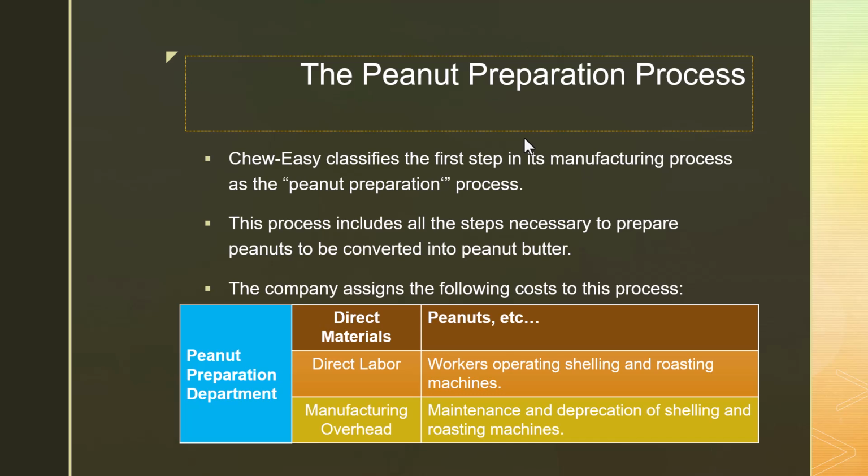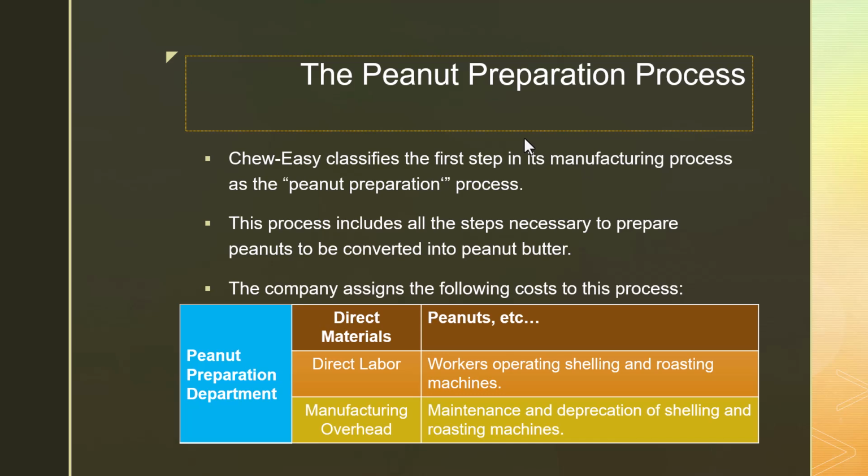So in this first phase of production, we're taking raw peanuts and getting ready to put them in a condition, be prepared, if you will, to make peanut butter. What cost could go up in here? Well, the easy one is direct materials. It's just the cost of the peanuts coming in.